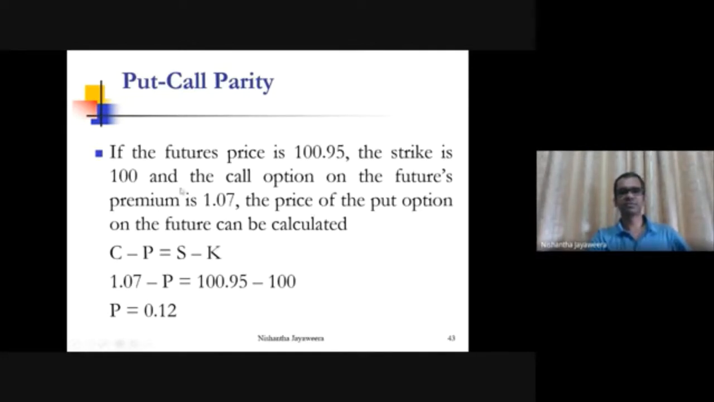So if the put call parity holds, the premium on the put option should be 0.1. If it is not, then you go to the market and see what the premium on the put option is. If it is not 0.1, something else, then there's an arbitrage opportunity. We'll see how to exploit that in a moment.